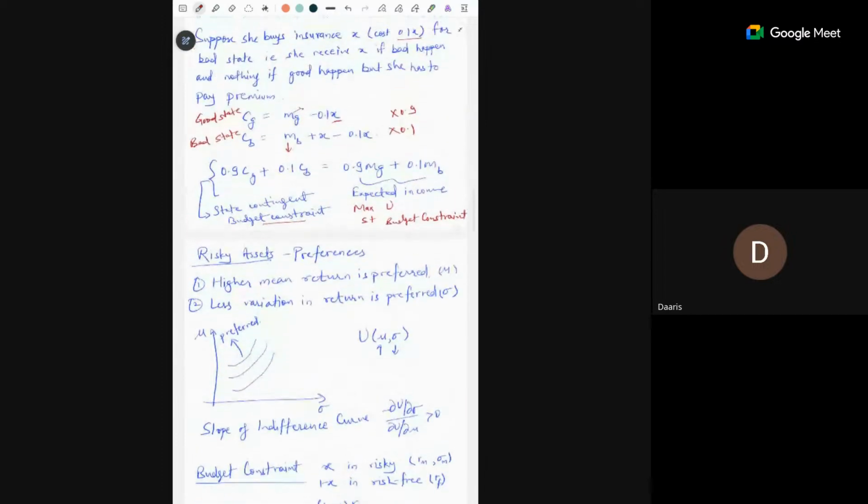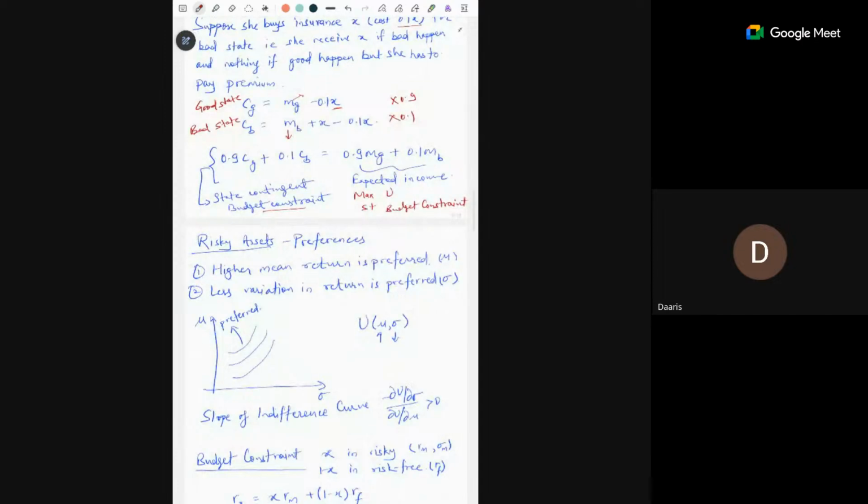Okay, so this was a discussion regarding the goods case, but we were discussing finance. In finance, we discuss investments. In investments, a rational investor would prefer higher mean but less variation. That means mean is a good thing for an investor, but variation, or the risk, is a bad thing for an investor.